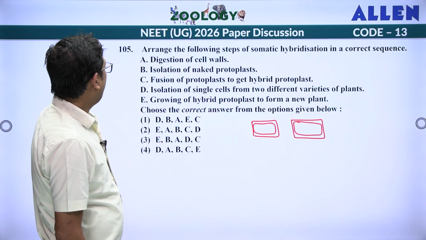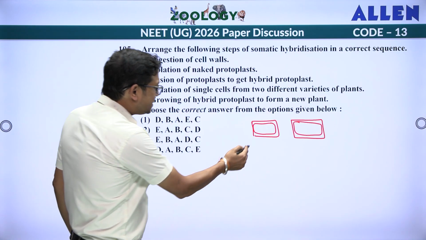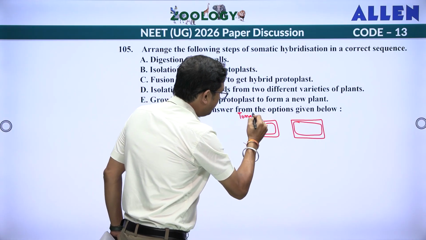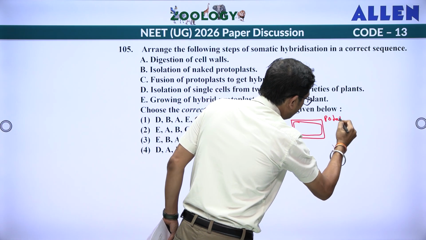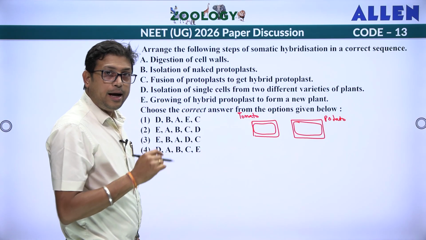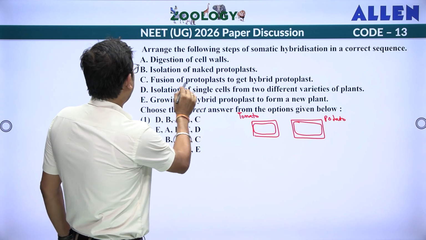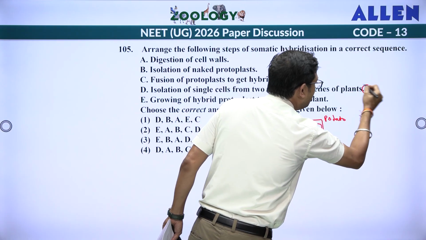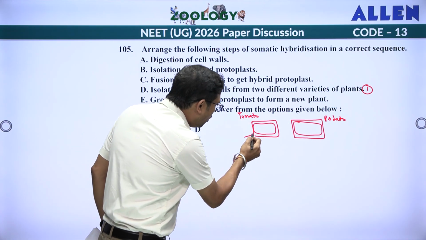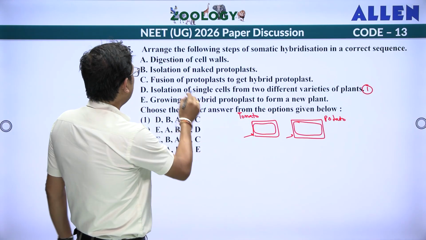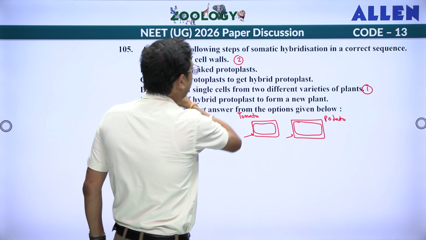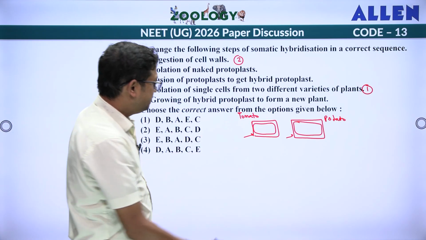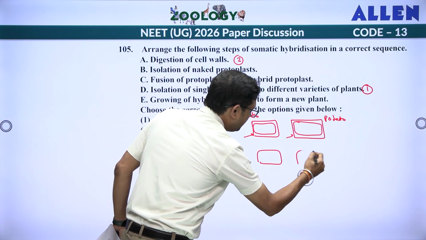So, first what happened? First I need to isolate these 2 cells from the source. Suppose this is the tomato and this is potato, right? So, I have isolated the tomato cell and I have isolated the potato cell. So, isolation of single cell from 2 different varieties of plant, this should be step number 1. Then what happened? I need to remove the cell wall. So, digestion of the cell wall. Okay. Then once the cell wall is removed, cell minus cell wall is protoplast. So, now the 2 protoplasts are isolated.